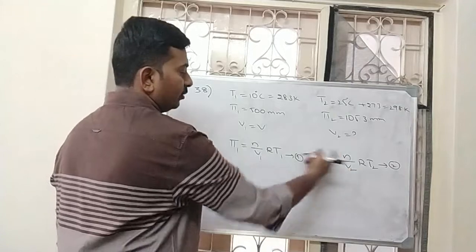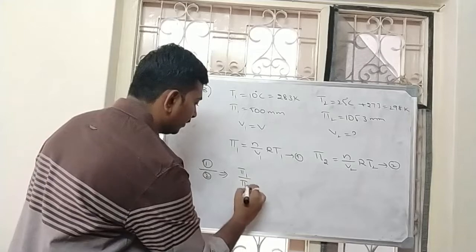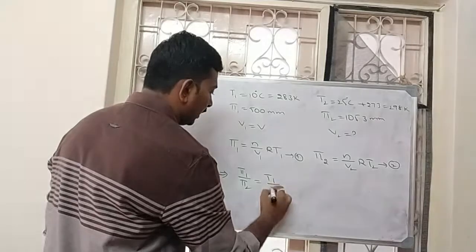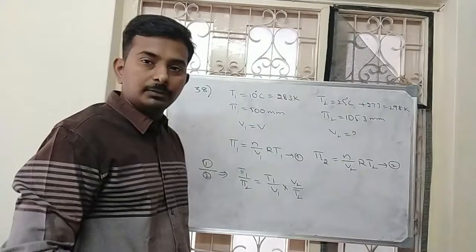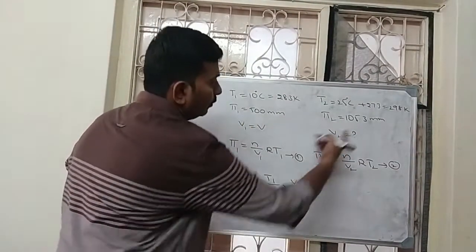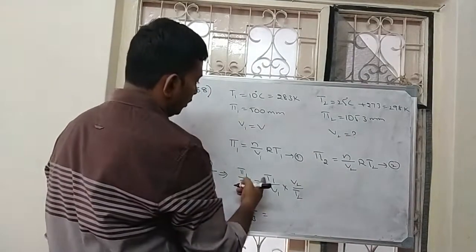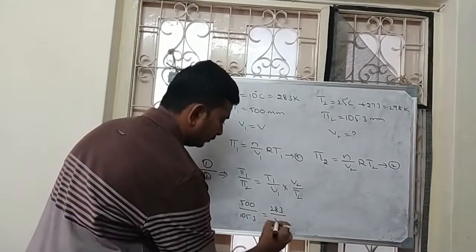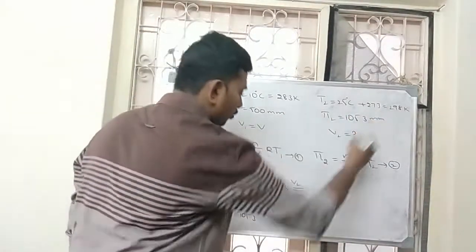So n gets cancelled out, R also gets cancelled out. So you will get pi 1 by pi 2 is equal to T1 by V1 into V2 by T2. Now pi 1 is given as 500, pi 2 is 105.3, which is equal to T1 was 283 by V1 into V2 by T2 is 298 Kelvin.